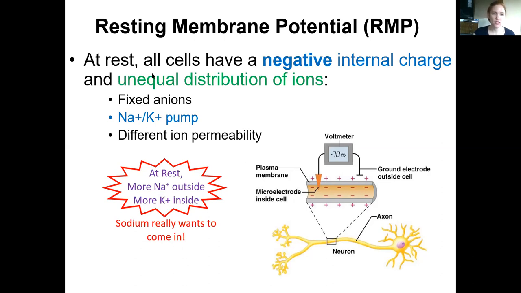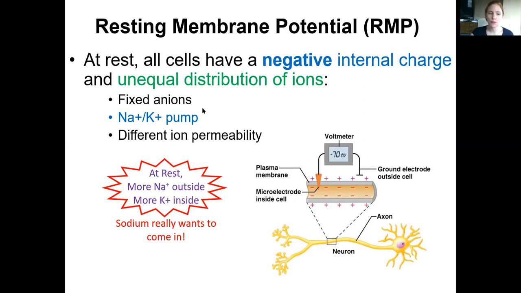The first is the fact that you have fixed anions. Do you remember what an anion is? An anion is just a molecule with a negative charge. So usually they are negative ions, but they can also include things like proteins. Proteins have a negative charge, and they are too big to just enter and exit the cell. So that's why they're called fixed. They're fixed inside, so they can't leave the cell. And because there are more proteins inside the cell than outside the cell, that helps create that negative environment because they are negative inside of the cell.